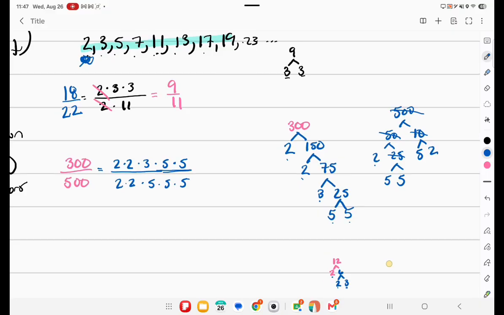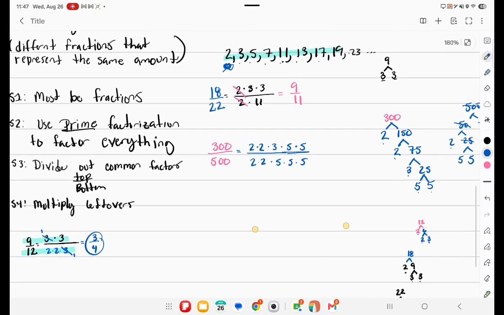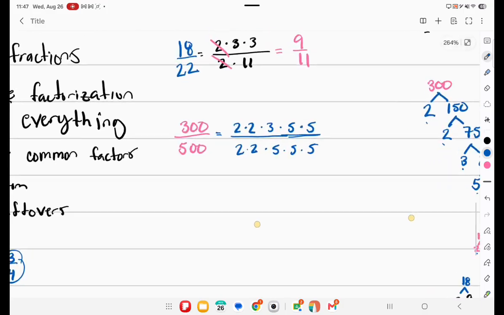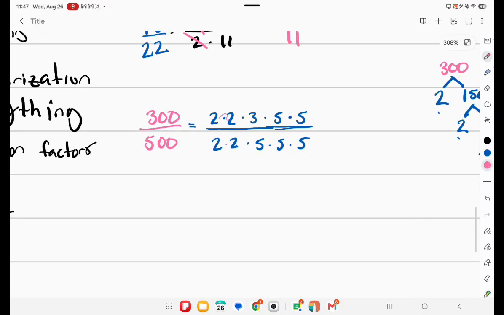All right? So once we have factored everything, divide out the common factors. What we got in common? This 2 cancels out this 2. What else? This 2 cancels out this 2. What else? These 5 can go. All right. So that's 1 times 1 times 3 times 1. 1 times 3 is still 3. And then we got 3 over 5.